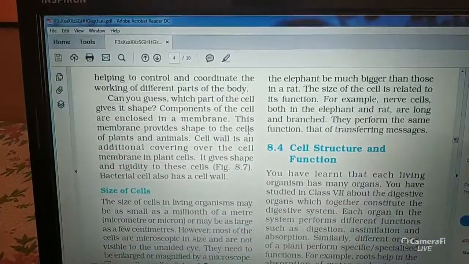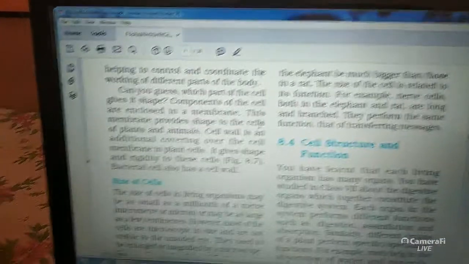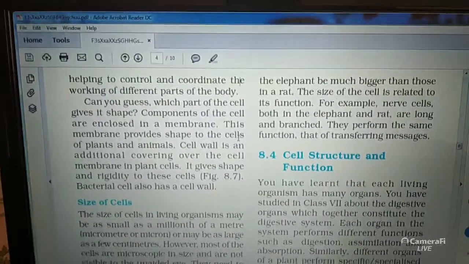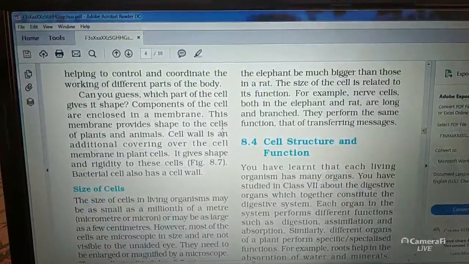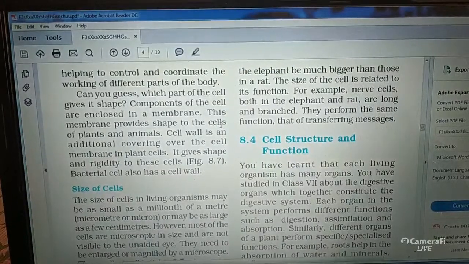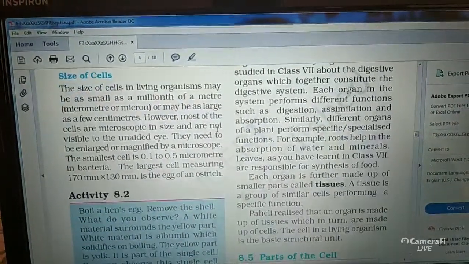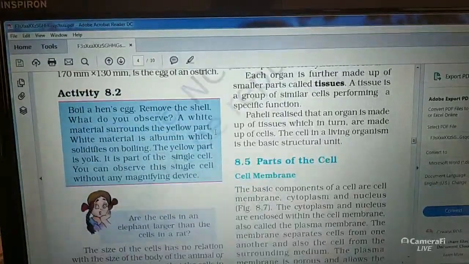helping to control and coordinate the working of different parts of the body. Now, cell structure and function, parts of cell membrane.